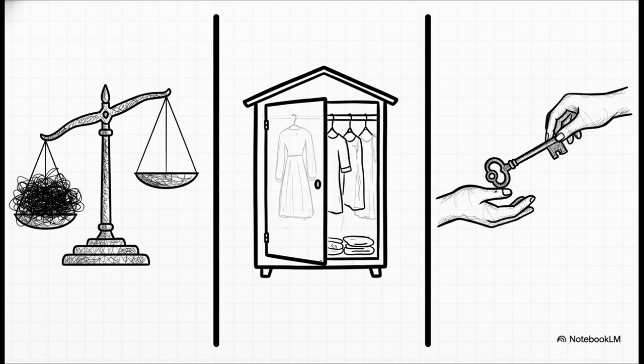Next up, closet. On the surface, a closet is just a wardrobe, a space to hang your clothes. But it's also a powerful metaphor for a secret or a hidden part of someone's life, which is where we get the phrase, coming out of the closet.